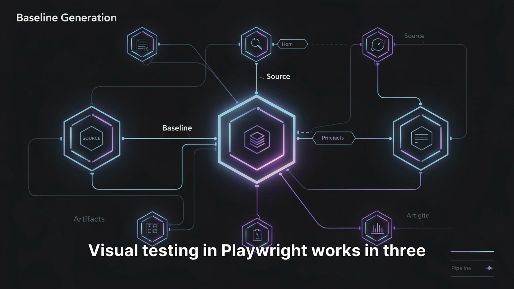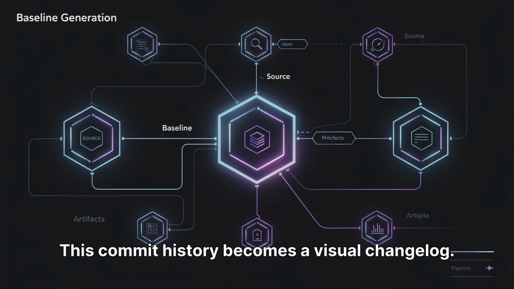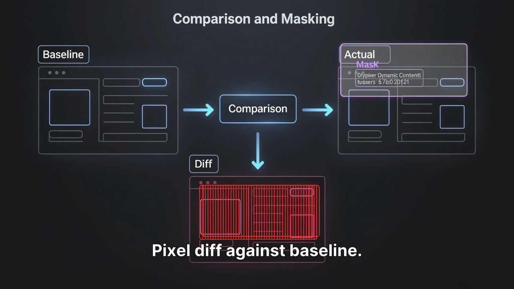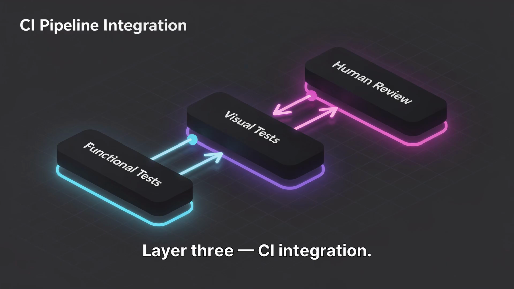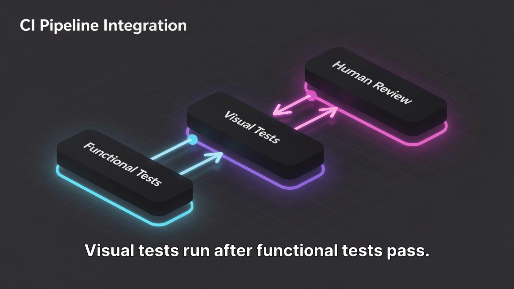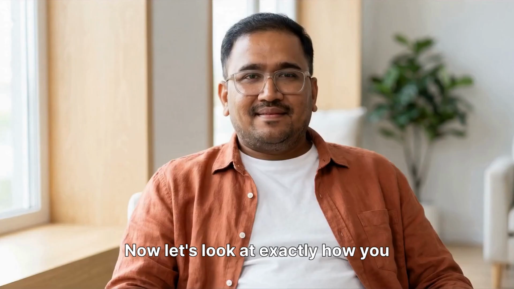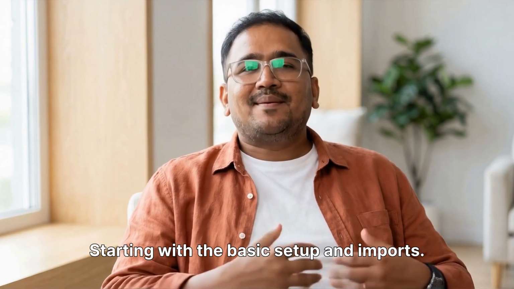Visual testing in Playwright works in 3 layers. Layer 1, baseline generation. This commit history becomes a visual changelog. Layer 2, comparison on every run. Pixel diff against baseline, configurable threshold, and masking for dynamic content. Layer 3, CI integration. Visual tests run after functional tests pass. Failures surface diff images as PR artifacts for human review. Now let's look at exactly how you build each layer, starting with the basic setup and imports.